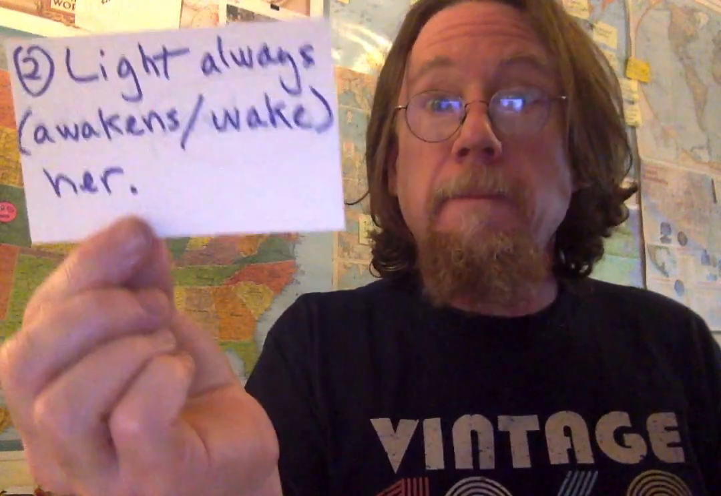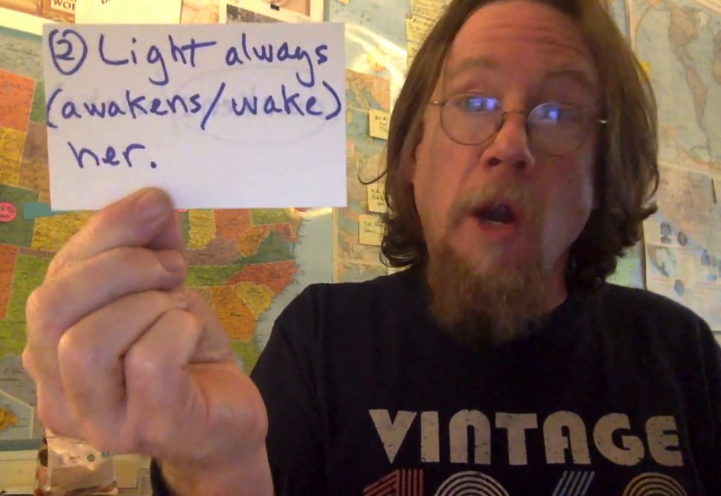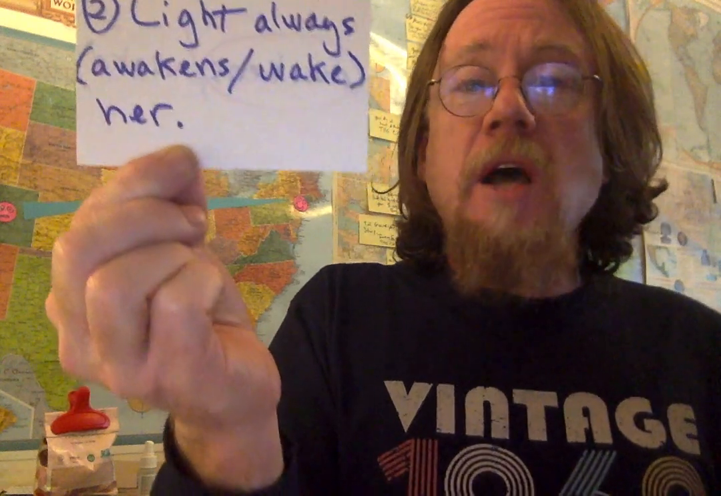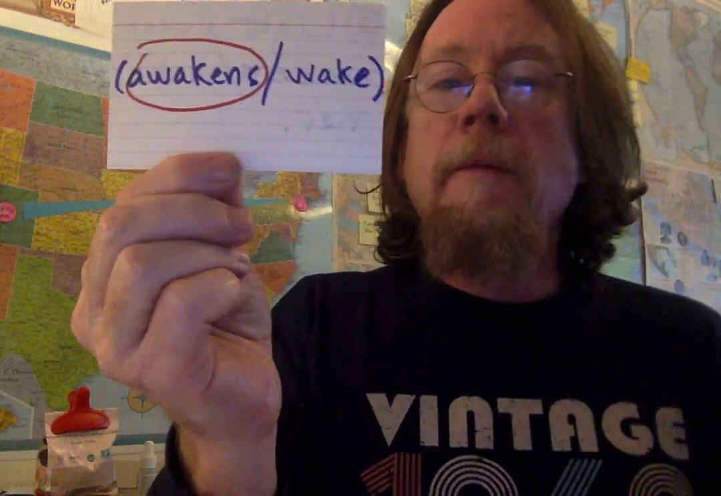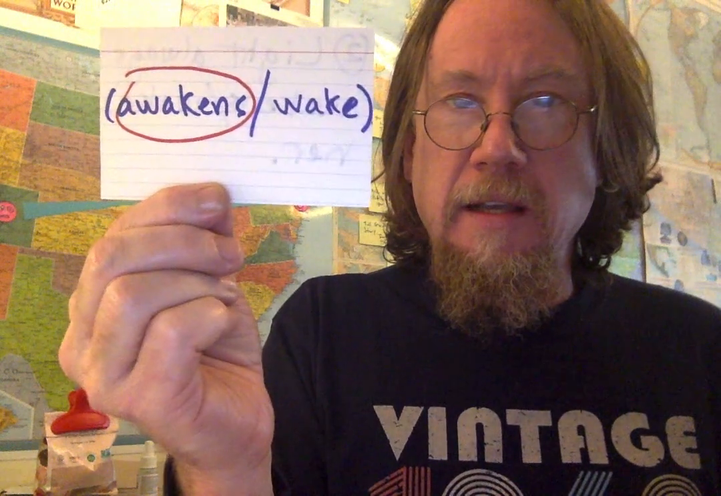Okay, number two. Choose the correct form of the verb. Light always her. What is the answer? Do you know? Pause it if you need to. Here's the answer. Awakens. Light always awakens her.